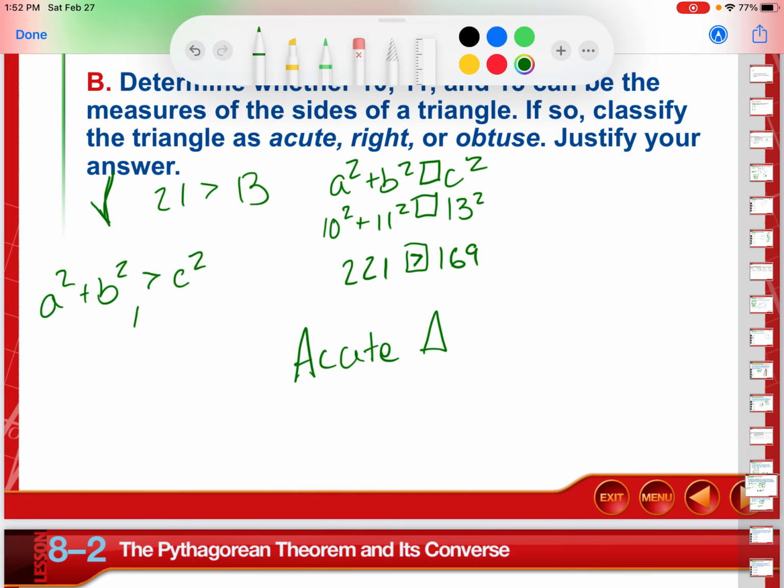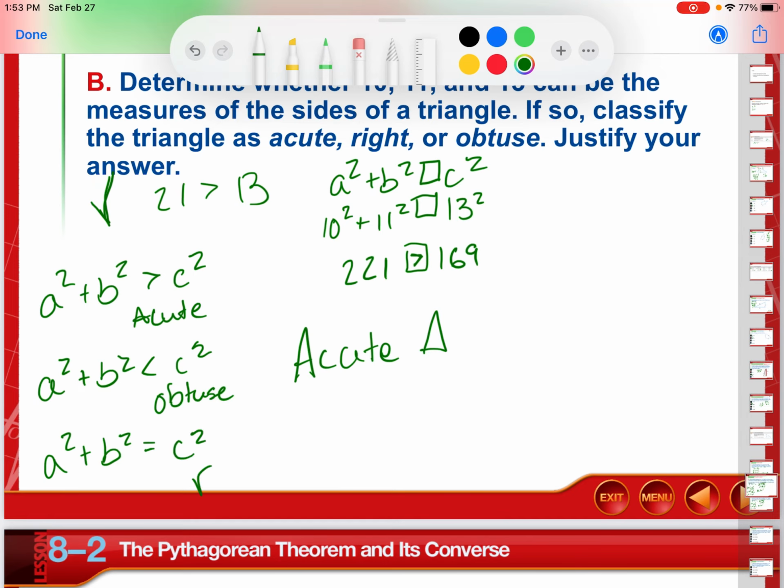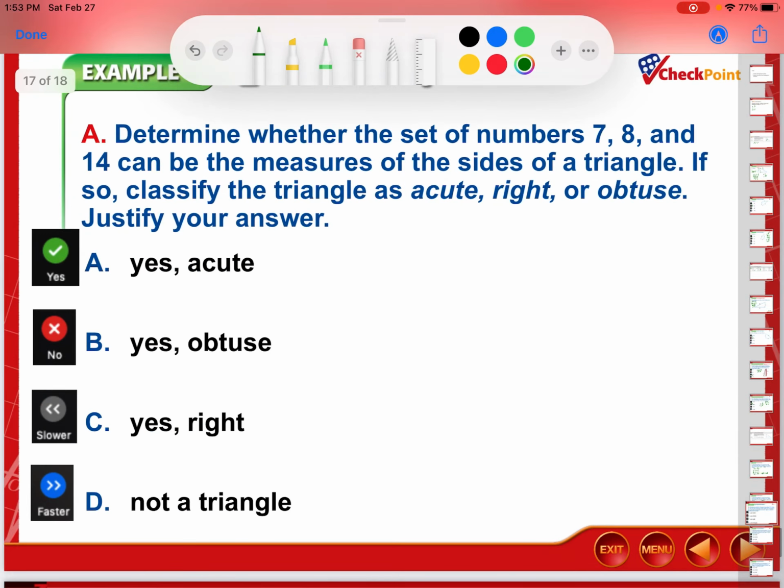So if I were you, I would maybe write this in my notes. I would say a squared plus b squared is greater than c squared. Acute. A squared plus b squared less than c squared. Obtuse. And then you should already have a squared plus b squared equals c squared etched on your brain or in your notes. That would be a right triangle. Lovely. Continuing on.